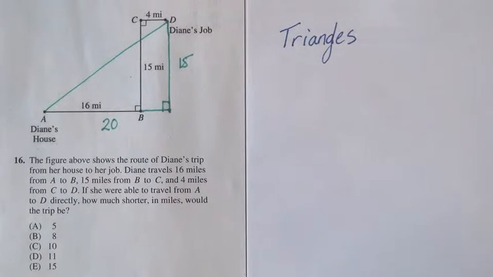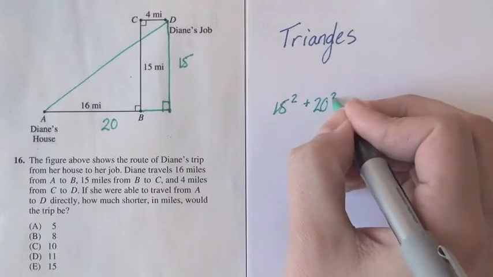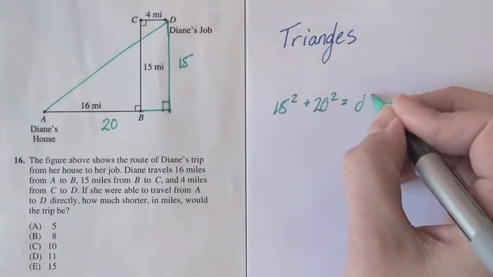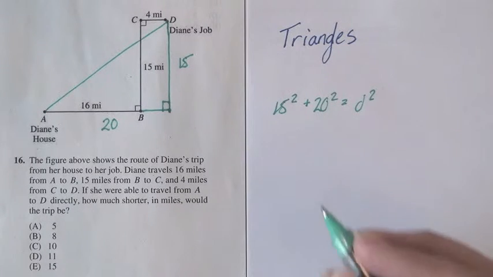Now, we want to find the hypotenuse of this. The slow way would be to do the Pythagorean theorem: 15 squared plus 20 squared is equal to the distance of this here squared. The fast way to do it is to recognize that it's one of those special right triangles you should recognize. It's a 3, 4, 5 right triangle.